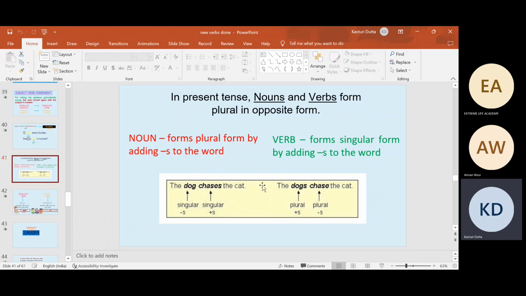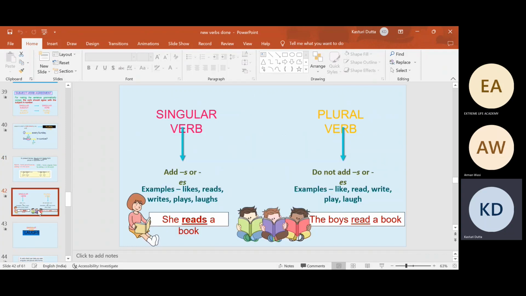See this sentence. I think this was done, no? The dog chases the cat. Yeah, this was done. You see the other rules now. See this concept, please make it clear, because this is a very important concept. It will affect your speech.